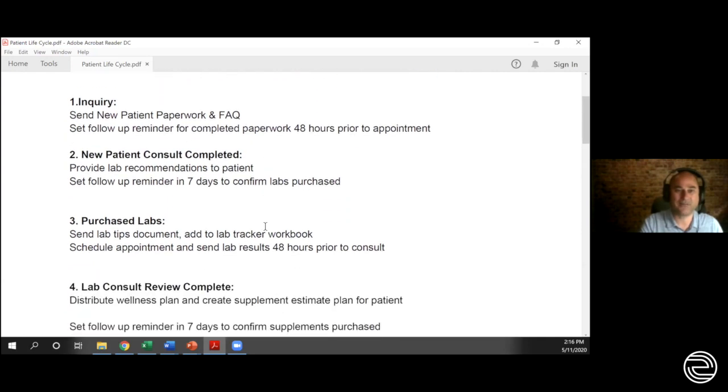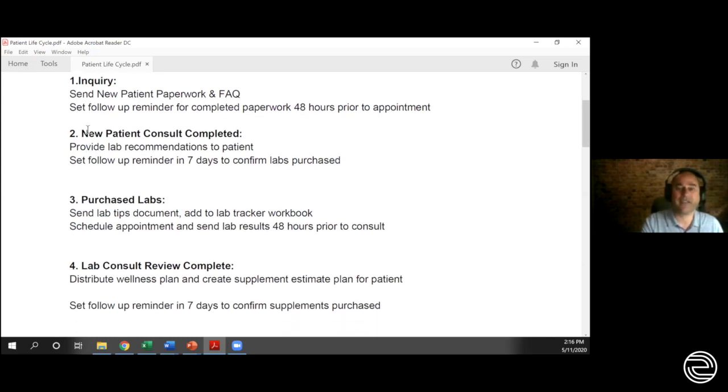So this is my patient life cycle worksheet. This is just the version that we have. Obviously, every clinic is going to be a little different, but from step one, where they inquire, all the way through the whole process. We send them the new patient paperwork and our FAQ, and set up a reminder so they don't forget their appointment. These are the 10 steps in my clinic that are super important. The next step is the new patient consult is completed. And shockingly, a lot of people just stall out right here, so we've got to make sure that they buy the labs, and confirm that that happens.